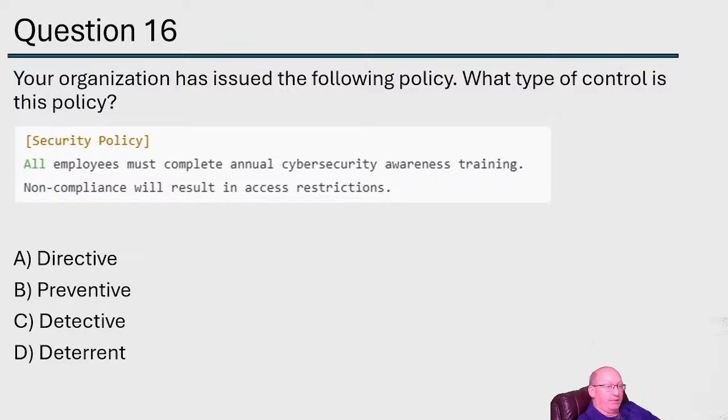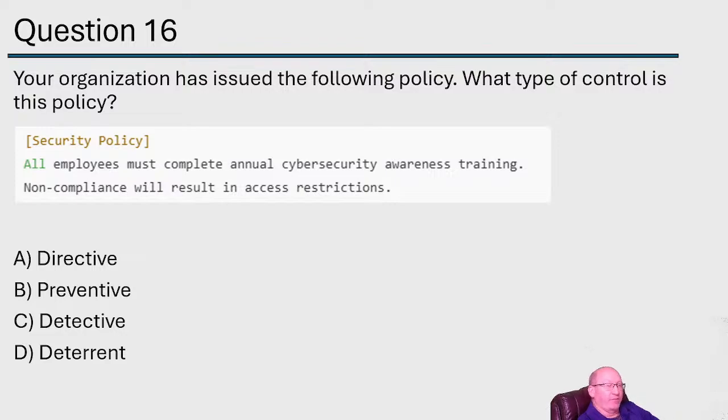Detective control. Is it a detective control? Are we detecting anything? There's nothing on here to suggest we are, so I'm going to get rid of that one. Is it a preventive control? All employees must complete annual cybersecurity awareness training. Non-compliance will result in access restrictions. Are we preventing them from accessing our network if they don't complete the training? Do I like preventive or deterrent better? I'm going to put both of those in my top 2 for now.